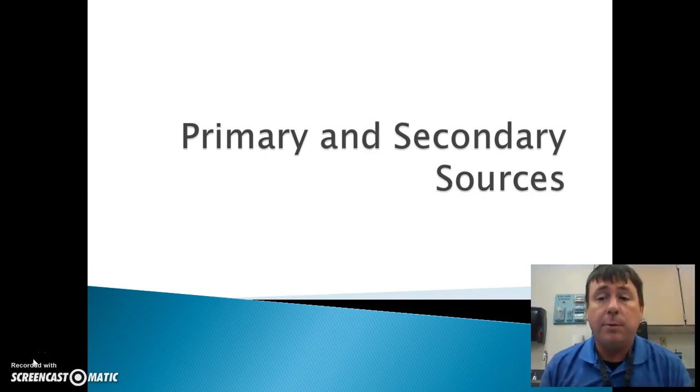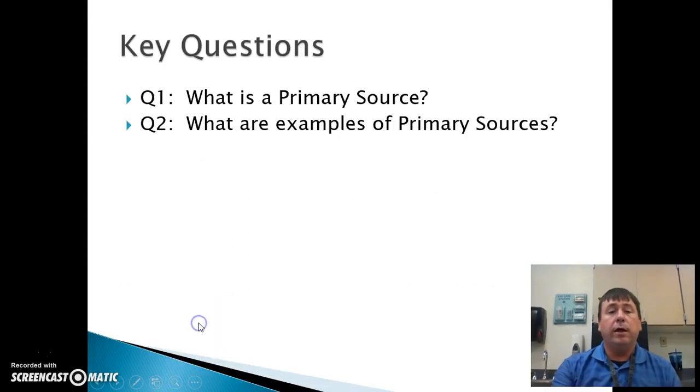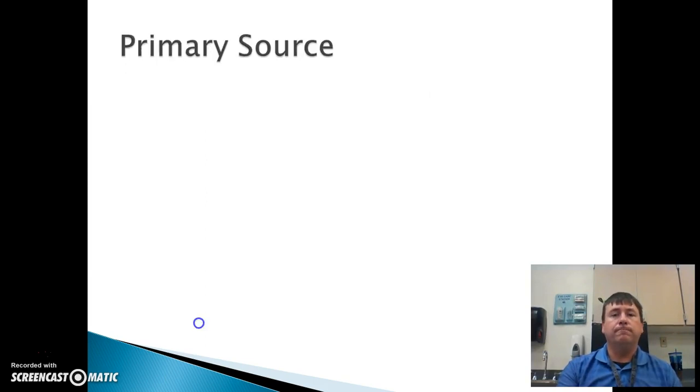But today we're going to learn about primary and secondary sources. This is our first flip lesson, so we're going to go through and figure out what we've got to do. In order to understand primary sources, you've got to answer some key questions. First, what is a primary source? Two, what are examples of primary sources? Now, in your notebook, you might want to write these down on the side header for our note style and format, because we're going to do the Cornell notes.